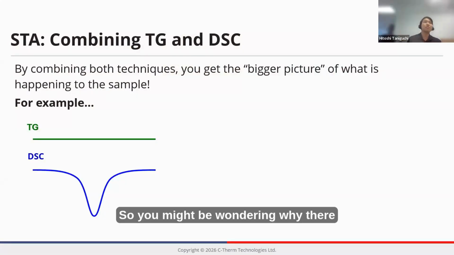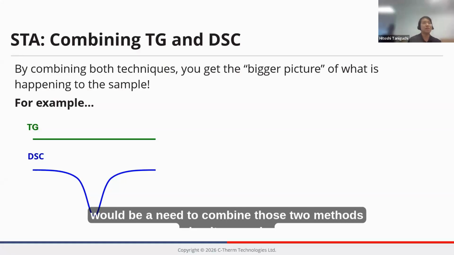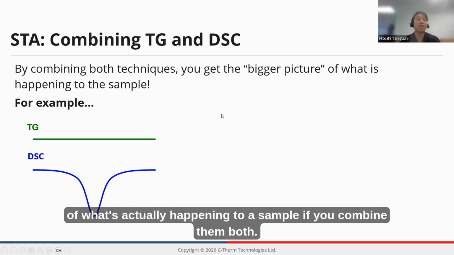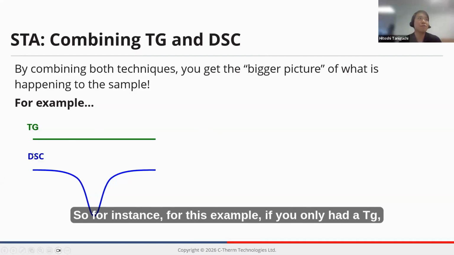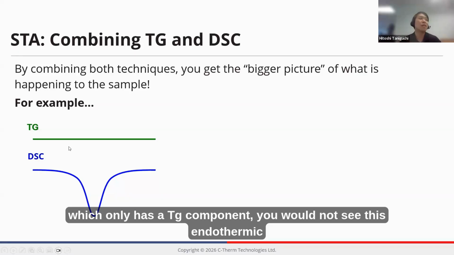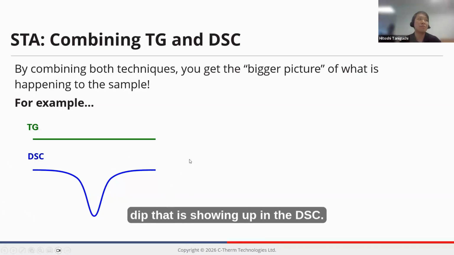So you might be wondering why there would be a need to combine those two methods simultaneously, why you wouldn't buy them separately, I suppose. And that is because you get a bigger picture of what's actually happening to a sample if you combine them both. So for instance, for this example, if you only had a TG, if you had an instrument called TGA, which only has a TG component, you would not see this endothermic dip that is showing up in the DSC. And if you only had the DSC, you wouldn't know that there's no mass loss actually happening to a sample.